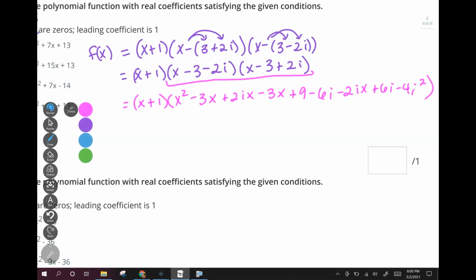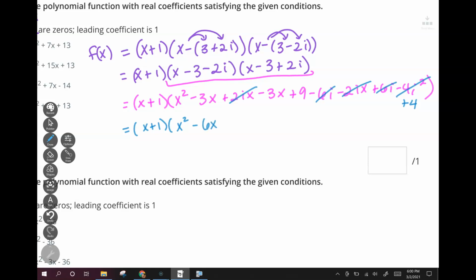Okay, we should be getting really quick at FOILing, just like that. All right, now let's cancel. Anything that has an i should cancel, so look for that. 2ix minus 2ix goes away. Negative 6i plus 6i cancels. And then i squared is negative 1, so we know this becomes negative 4 times negative 1, which is positive 4. All right, let's combine like terms. x squared minus 6x plus 13.